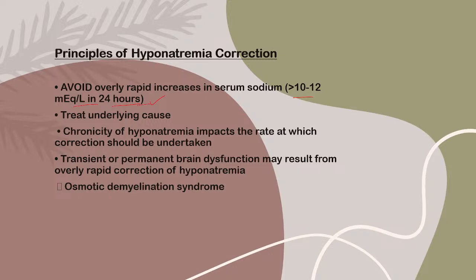Chronicity of hyponatremia impacts the rate at which correction should be undertaken. As I have already mentioned in the previous slide, if it is acute, we need to treat it a bit rapidly, but if it is chronic, we need to treat it slowly, and it is actually cause specific treatment. All right, then transient or permanent brain dysfunction may result from overly rapid correction of hyponatremia, that we call osmotic demyelination syndrome. All right, so this is very important, and whenever the sodium is corrected, we need to keep all these important principles in mind.